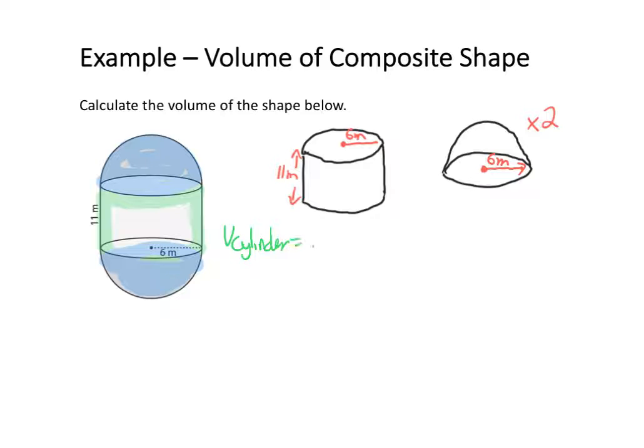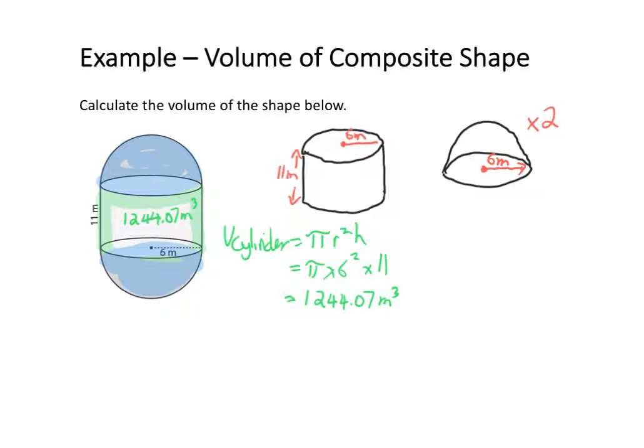That is going to equal its formula, so pi r squared times h. Substituting in my values, so pi times my radius of 6 squared times my height of 11, which equals 1244.07 meters cubed. So I can add that into my diagram.